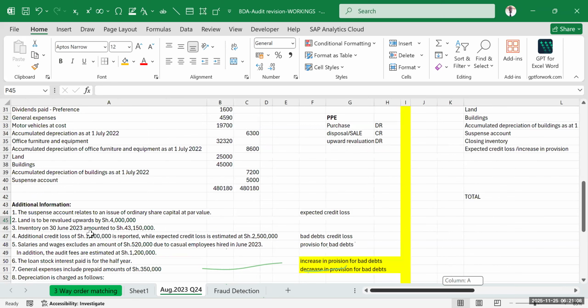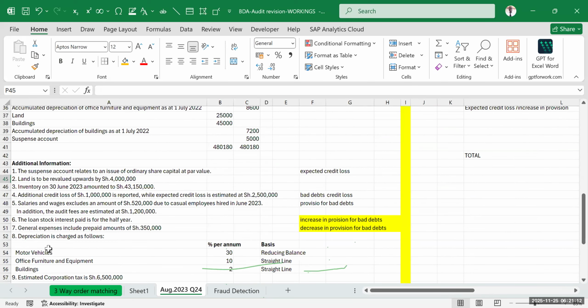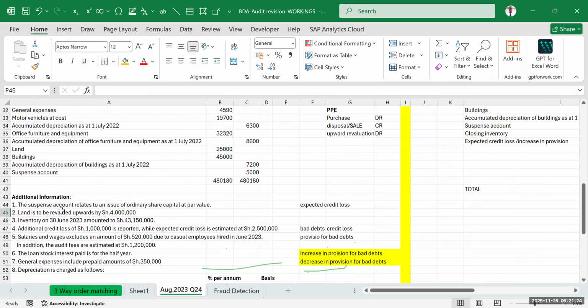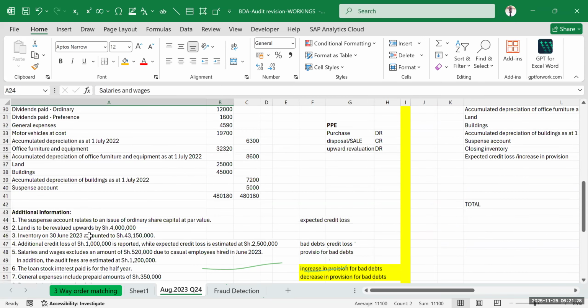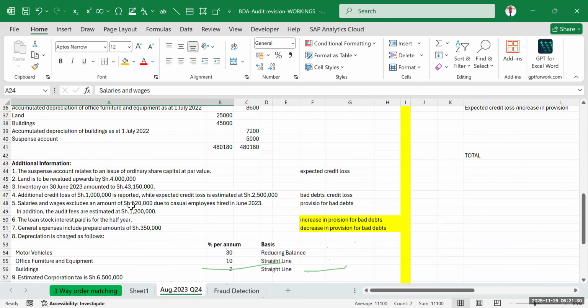Note number 5. Salaries and wages excludes an amount of 520,000 due to casual employees hired in June 2023. Now, the salaries and wages given here in the trial balance excludes 520, which is still part of casual employees payment. So how do we adjust the 520?